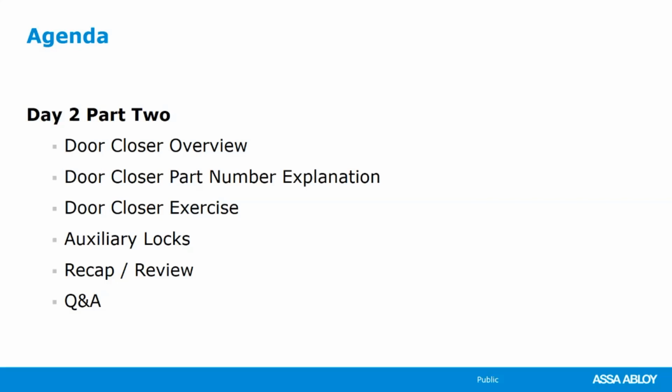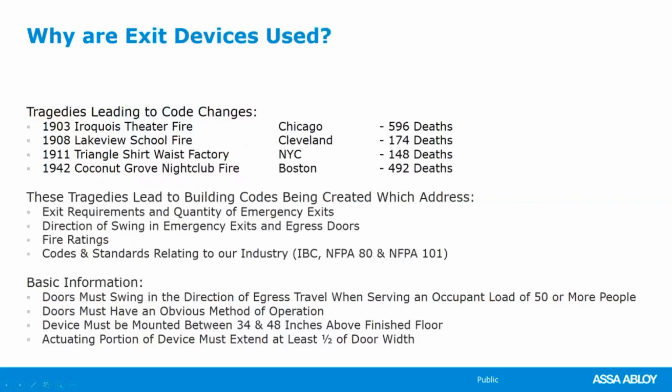So to get started, we're going to talk about why exit devices are used. There are reasons why exit devices exist. On this slide, I'm showing you some situations, some problems that happened. Multiple hundreds of deaths were created. These are 4 major tragedies that happened in the early to mid 1900s, where several hundred people were injured, hundreds of people were killed.